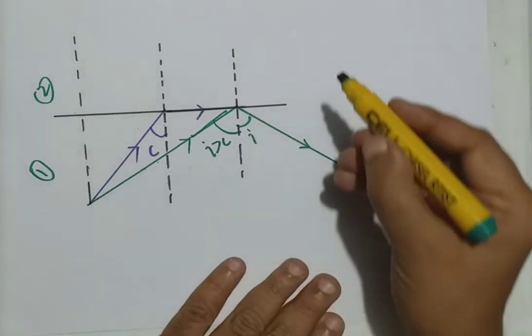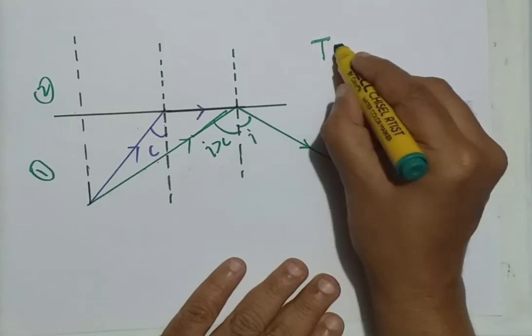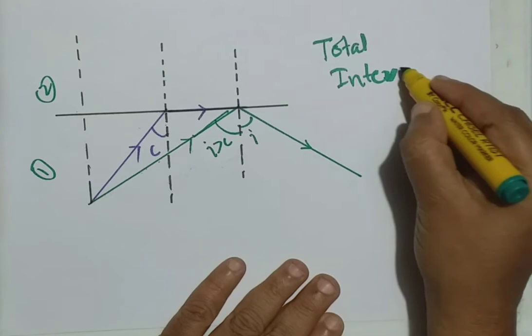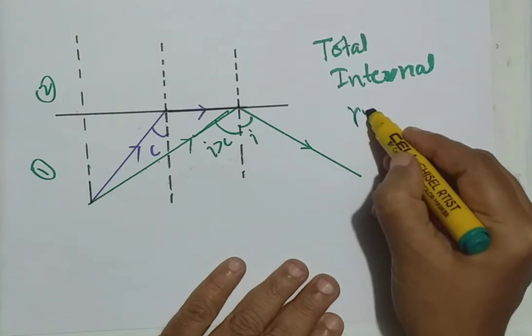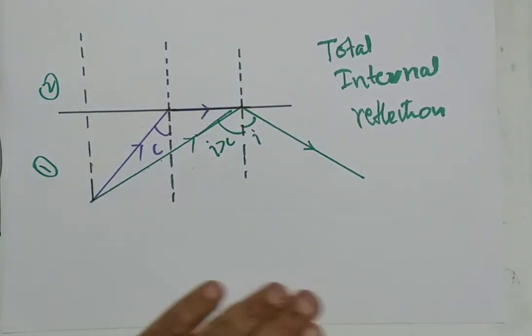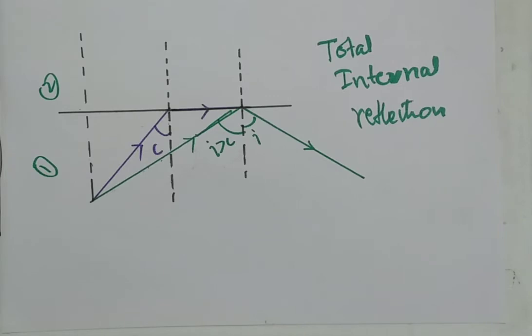This phenomena is what we call as total internal reflection. Total internal reflection. Why is it total? Why is it internal? We want to learn now.